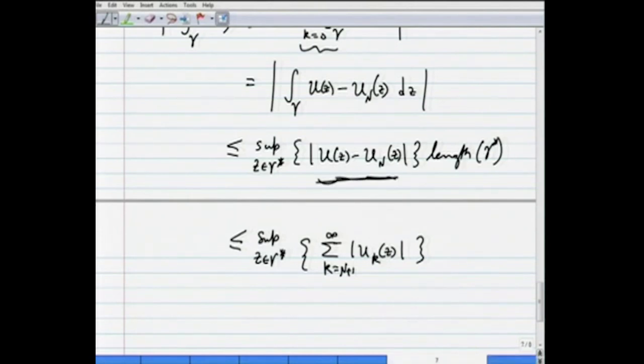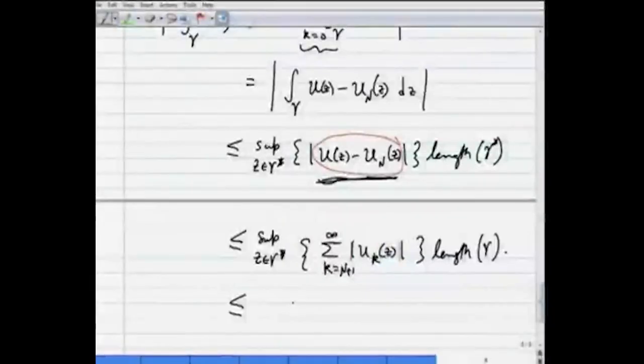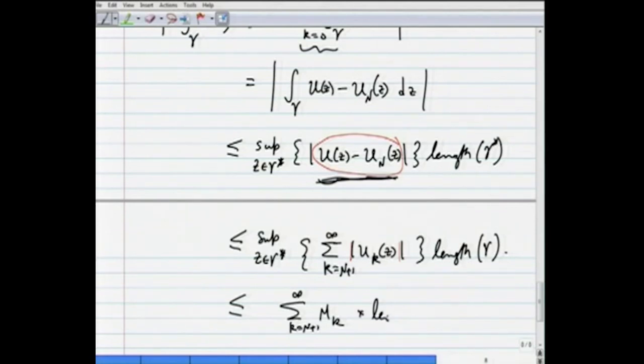Notice that the thing within the modulus is equal to this tail, sigma k equals n plus 1 through infinity of u k of z. Okay. And then you shift the absolute value inside like this, by triangle inequality, and then you get this times the length of gamma. Then this is in turn less than or equal to the supremum, well, each of these u k of z in modulus we know is less than or equal to m k by hypothesis. So, this is less than or equal to sigma k equals n plus 1 through infinity of m k times the length of gamma.